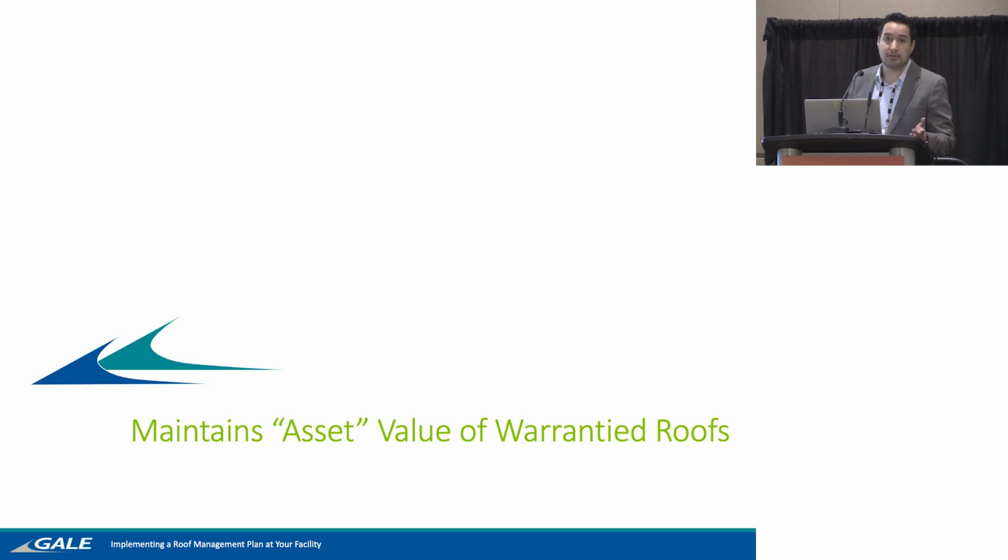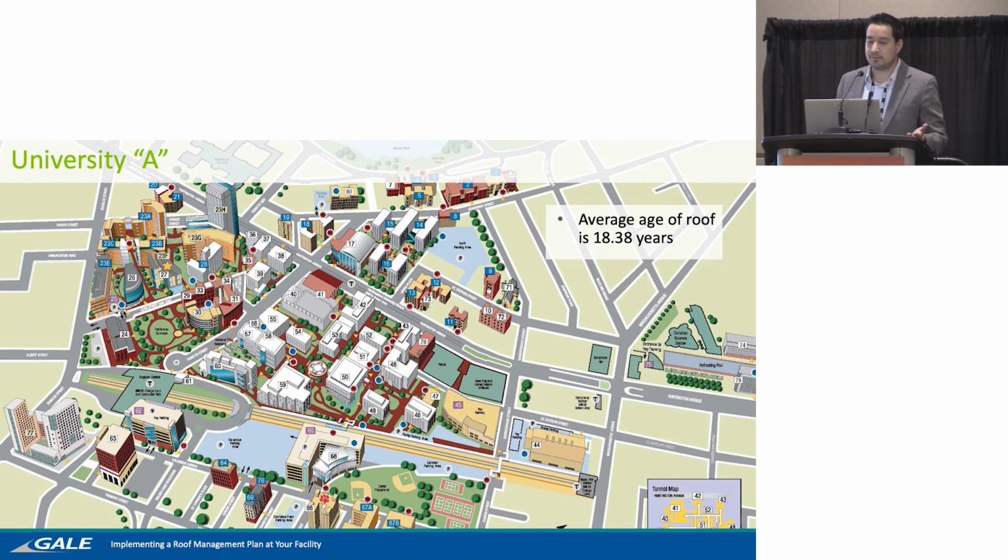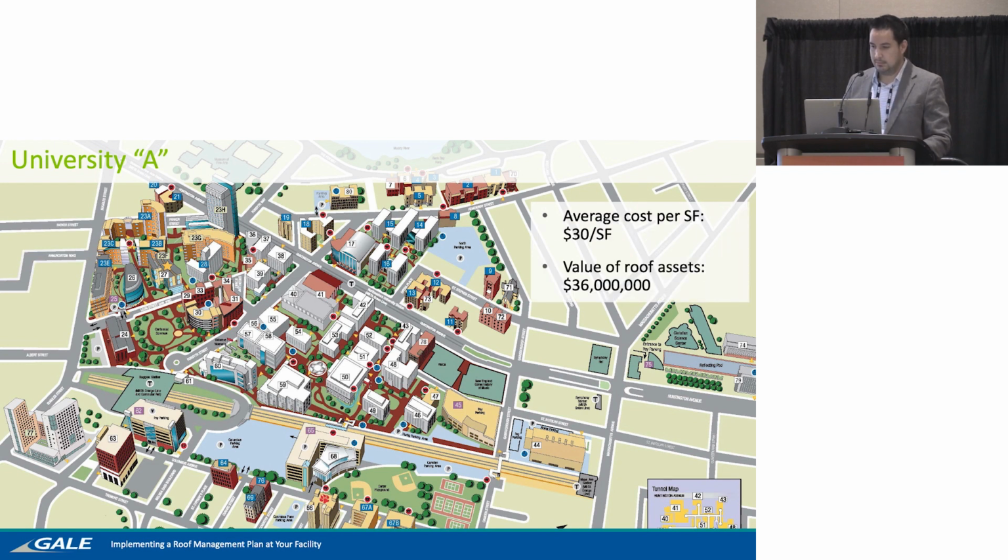So let's look at what you're in charge of, right? You're looking at 94 buildings, let's just say, 282 roof areas. That's about 1.2 million square feet of roof. An average age of a roof, you're looking at 18.38. That's a pretty specific number, but it's a give or take. At an average cost of $30 per square foot, you're talking about $36 million.